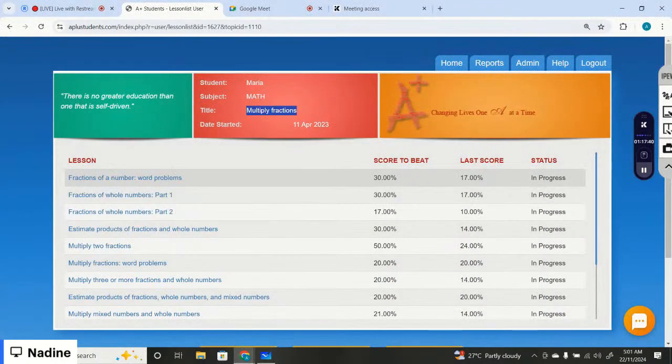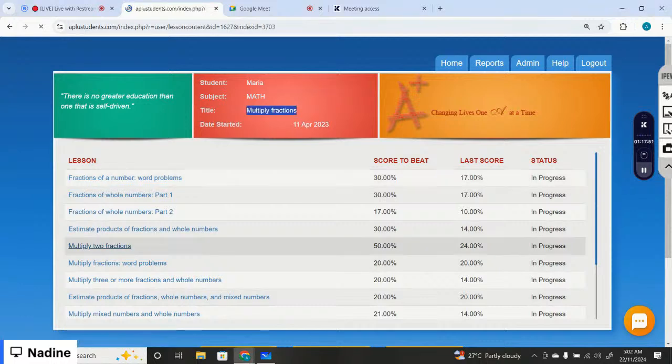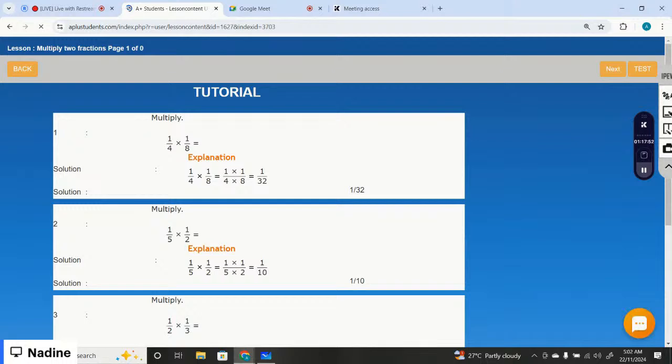So here I'm on grade 6 math. The chapter we're on right now is multiply fractions, and we're going to start with the lesson that is multiply two fractions. Okay, 1 by 4 times 1 over 8. So multiplying fractions is very easy. You simply have to multiply numerator times numerator and denominator times denominator, right? You have to do 1 times 1 and 4 times 8. So 1 times 1 is 1 and 4 times 8 is 32.